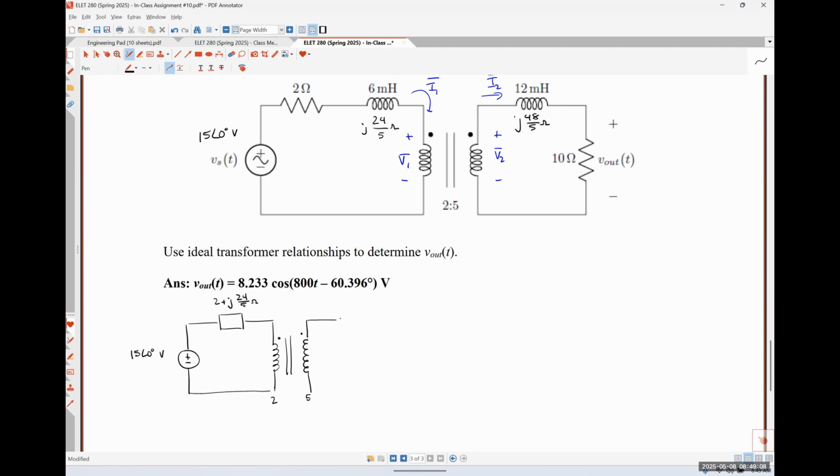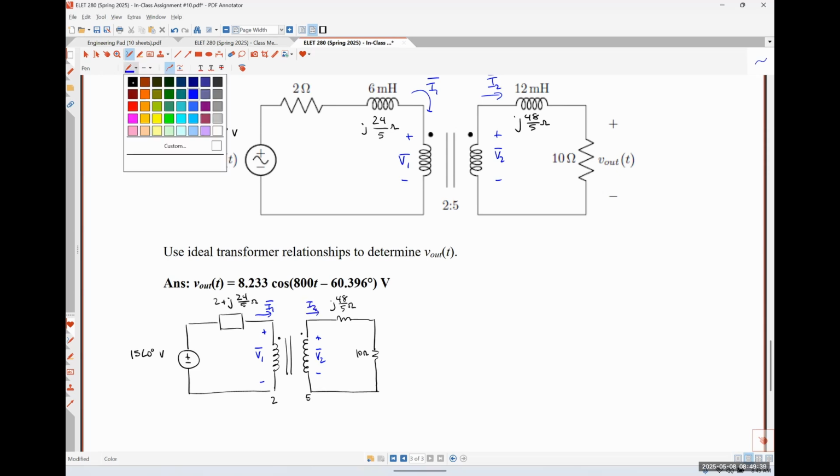And I'm going to leave this guy as the j48 over 5 in series with 10 ohms, at least for right now. Now I'm going to label some things. So here's our V1 and I1. Here's our V2 and I2. And this is our phasor voltage, V out.